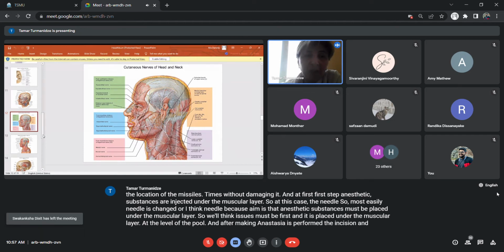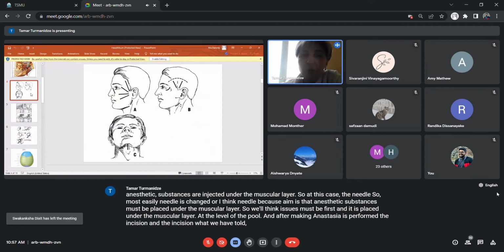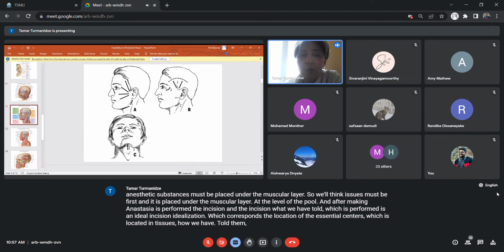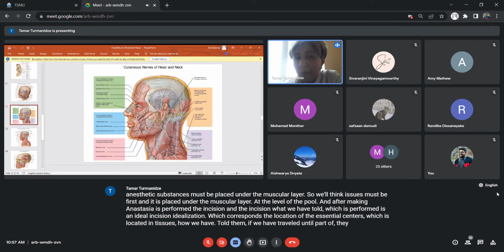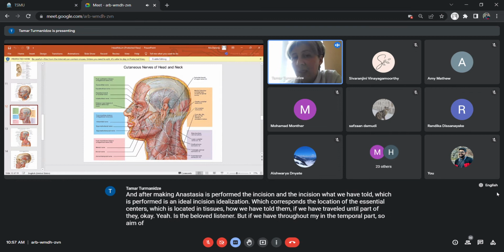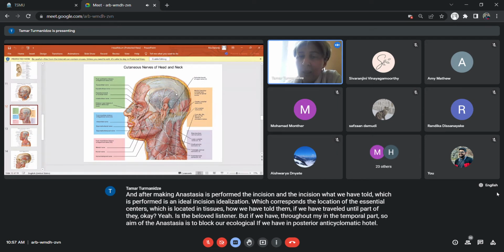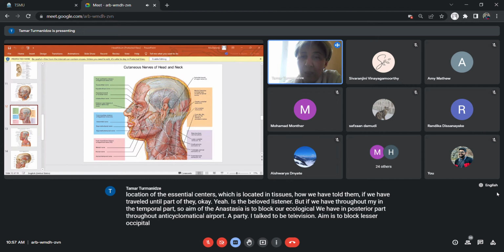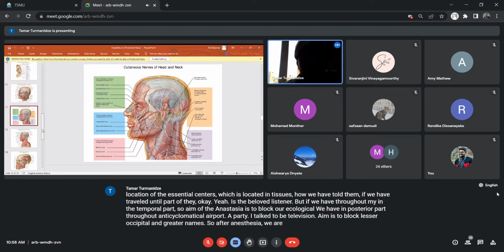The incision, as we have told, is a radial incision, which corresponds to the location of the vessels and nerves located in the tissues. If we have trauma in the anterior part of the head, this nerve is blocked. But if we have trauma in the temporal part, the aim of the anesthesia is to block the auriculotemporal and zygomaticotemporal nerves. If we have trauma in the posterior part of the frontoparieto-occipital region, the aim is to block the lesser occipital nerve and greater occipital nerves. After anesthesia, we make the incision.